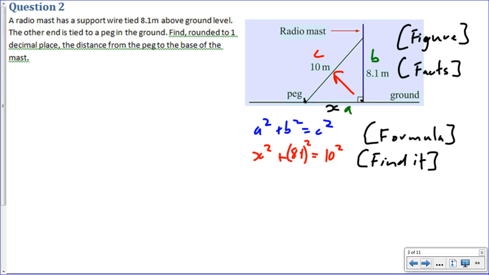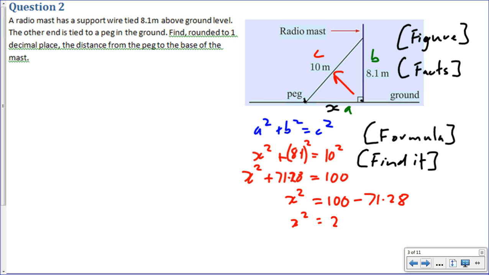Into our find it section, so it's going to be X squared plus 8.1 times 8.1, which is 71.28, equals 100. The opposite of adding 71.28 is taking away. So 100 take away 71.28, so x squared equals 28.72. So x equals square root 28.72. We're asked to find it to one decimal place, so we plug that into our calculator and we get 5.4 metres. Again, this is a worded question, so we need to answer it with words.